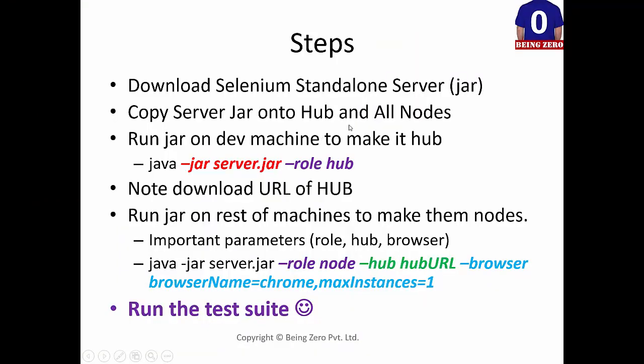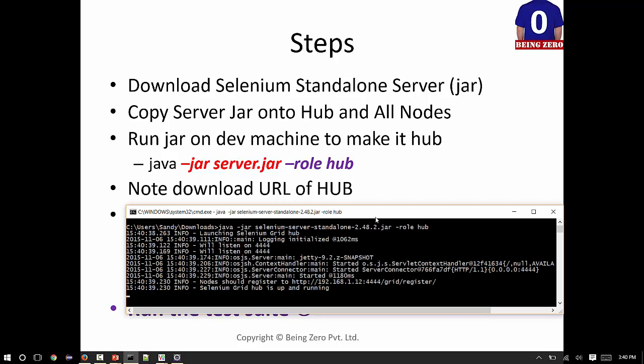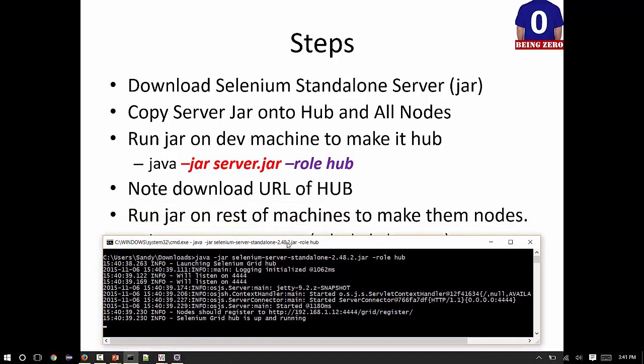So having followed this step, the next step is to run the jar file on the dev machine to make it a hub. So we are going to make my machine a hub. The command is java -jar, and the downloaded file that we have is this Selenium server standalone, and here we have to say the role of my development machine is hub. When we run this command, in the end we will see a URL given to us, and this URL is important for nodes because nodes will be registering to this URL. So let's copy this URL because that is the next step. Download URL of hub. Okay, it should not be download, basically it's the URL of the hub. So that's a typing mistake.